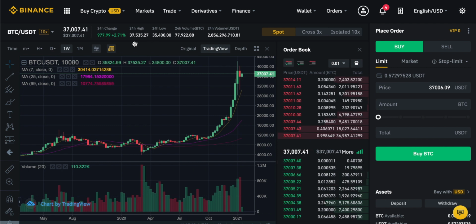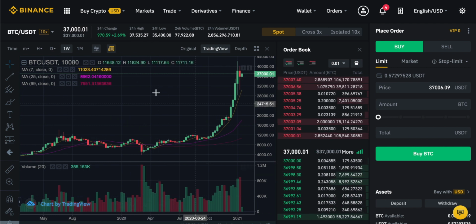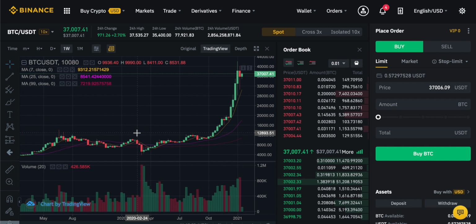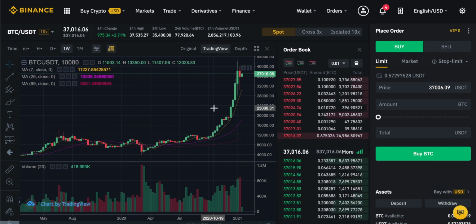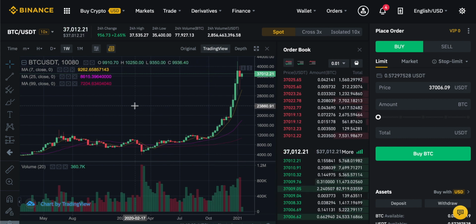Let me go through the trading screen right now then. So you have this graph right here. This is a candlestick graph. Anything in green is an upward movement for that time period. Anything in red is a downward price movement for that time period. And you can choose any time period that you want.